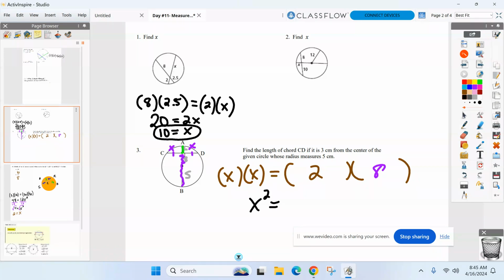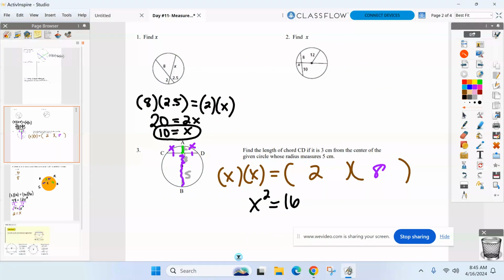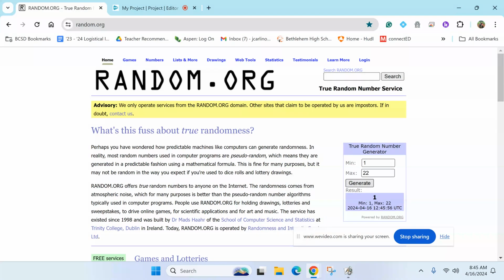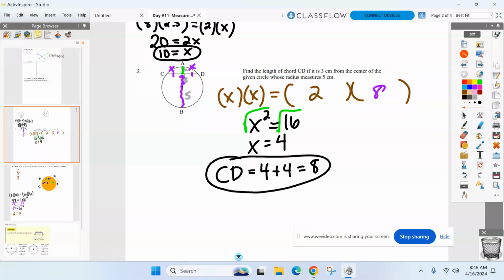X squared equals 16. What do you want to do on both sides here? Jared, what do you want to do when x squared equals 16? Darn right. X equals 4. You didn't win anything, though. You didn't answer the question. X equals 4. How do you want to find the chord then? Chord CD. How do we find the chord then? You would add both of the x's together. There you go. So 4 and 4. That chord's a length of 8. Nailed it.